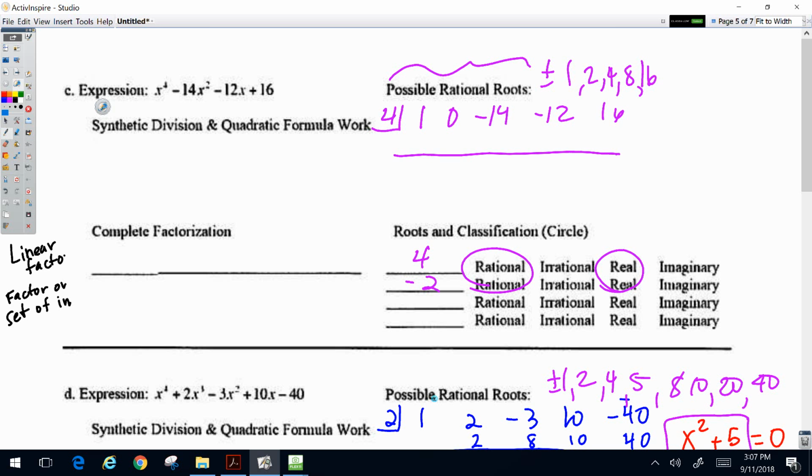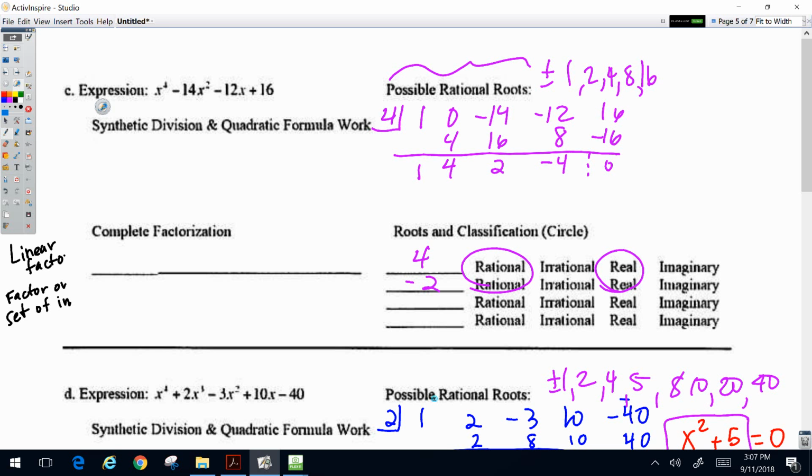So we're going to bring down the first one. We multiply, and then we add. And then we multiply, and then we add. And then we multiply, and then we add. And then we multiply, and we have no remainder. We do it again.